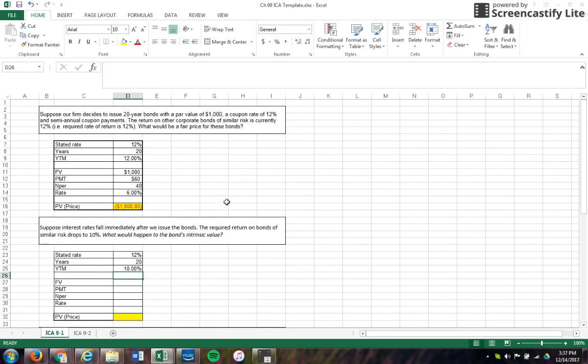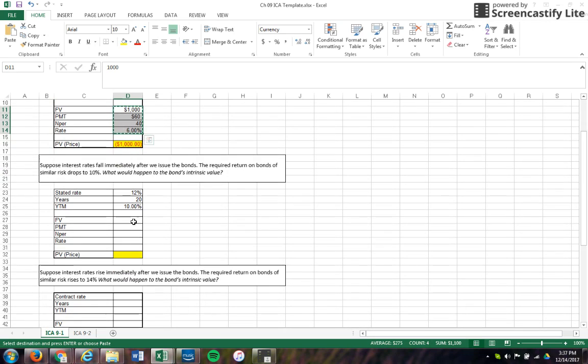Now, one thing we knew, we can shortcut it. If we set everything up right, I should be able to copy these and paste them down right here and get the exact same information, which we do. Future value, face value, par value of the bond is 1,000. Payment is still 60, my 12% divided by 2 times 1,000. Number of periods is 20 times 2. My rate is now 10% divided by 2. And so I can run my present value function on my rate, number of periods, my payment, my future value.